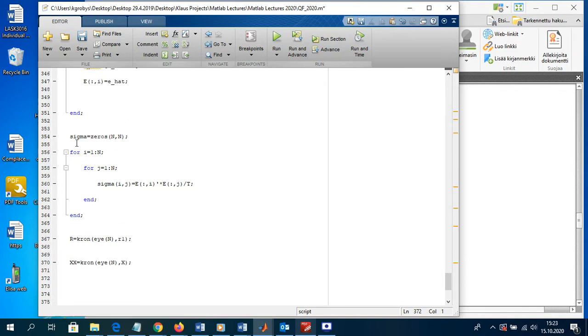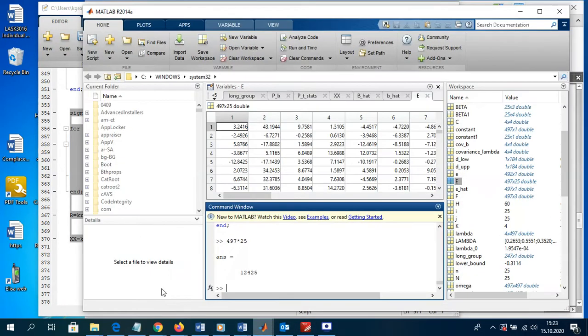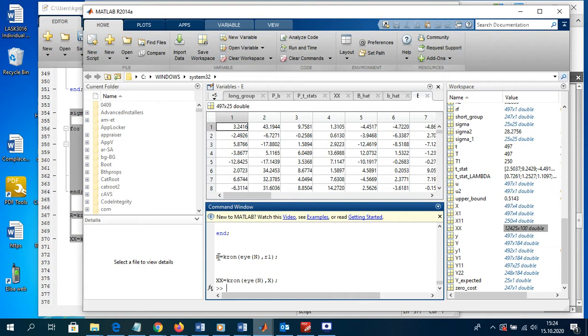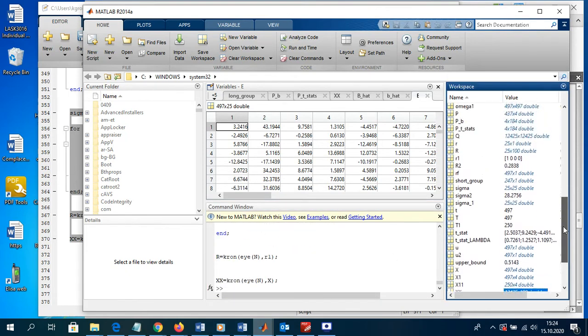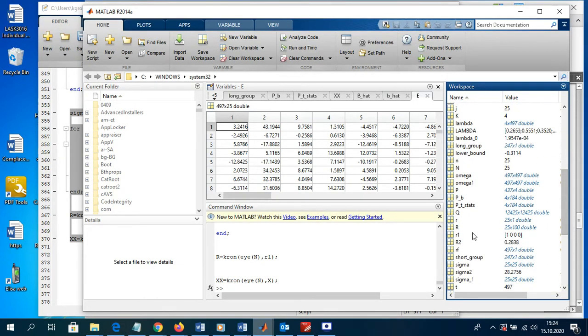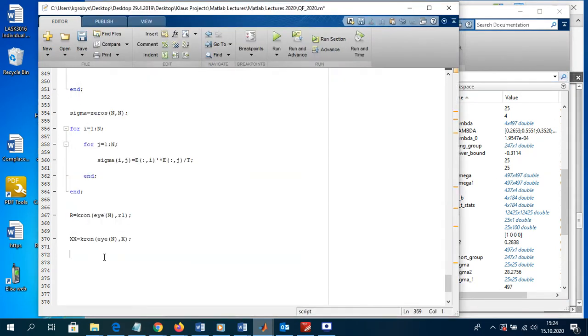So let's do this. Let's copy this and see if everything is correct. So let's see our XX. What's the dimension? Here, yeah, it is exactly what we want to have. It has the dimension 12,425 by 100. And our R has the dimension, let's see, where do we find it? We have now so many. Yeah, it's 25 by 100, exactly how it should be. So everything seems to be correct.